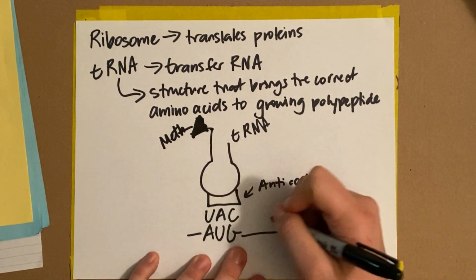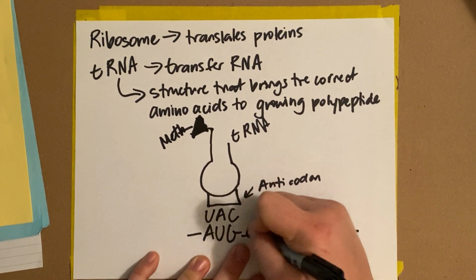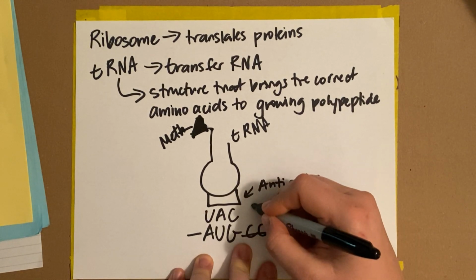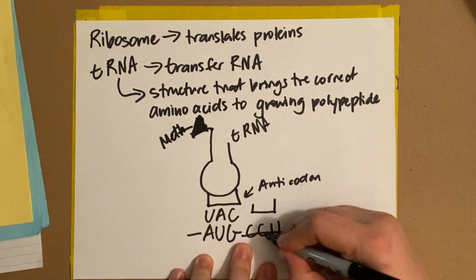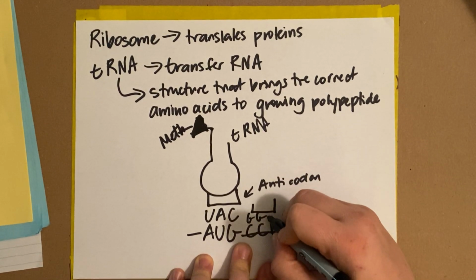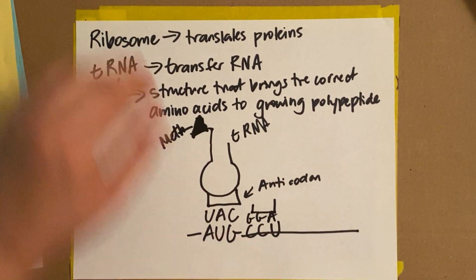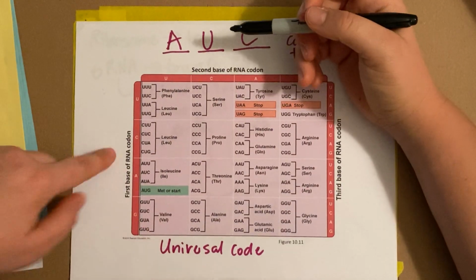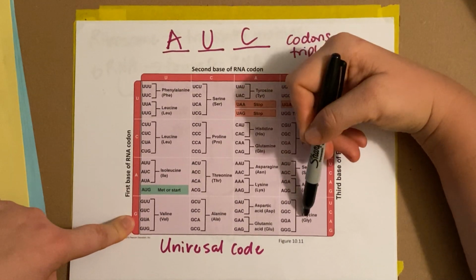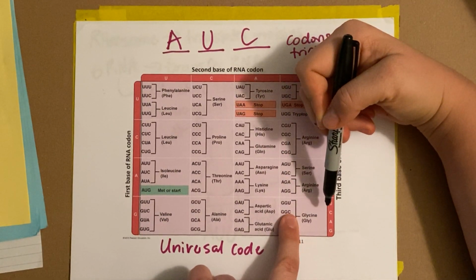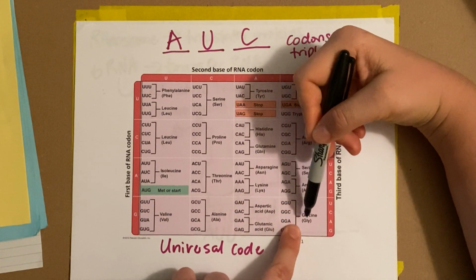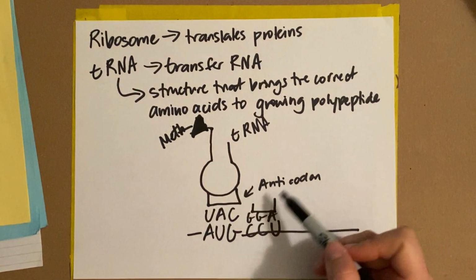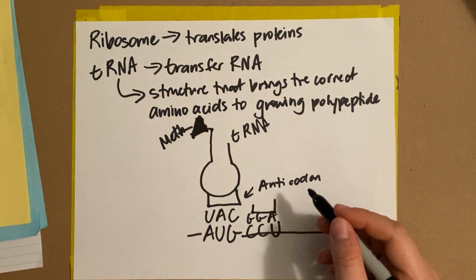And so if we moved on, we would then have another, let's just say this one's CCU. We would have another tRNA come in, and it would then have an anticodon that would match up to CCU, which would be GGA. And if I want to figure out what that one is, okay, so G, first letter, G, second letter, A. Okay, GGA. So this is going to be glycine. And so the next tRNA would bring in the amino acid glycine in there. Okay?